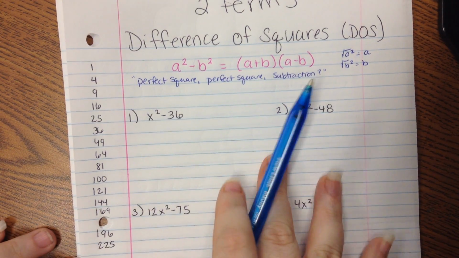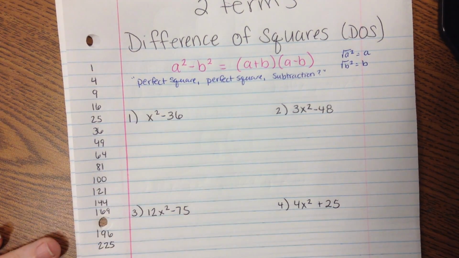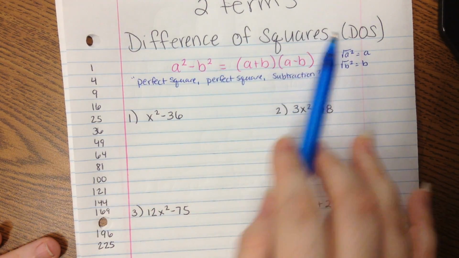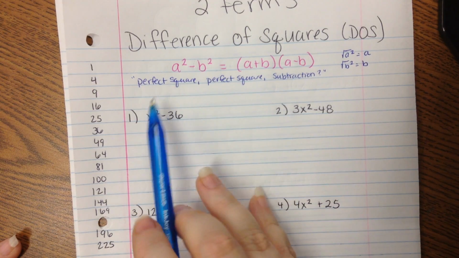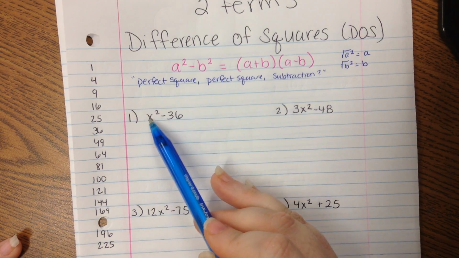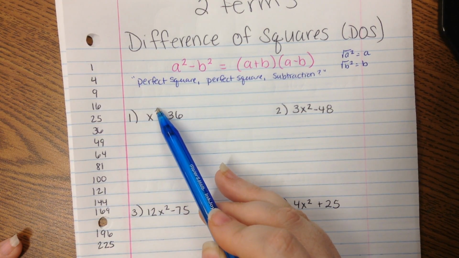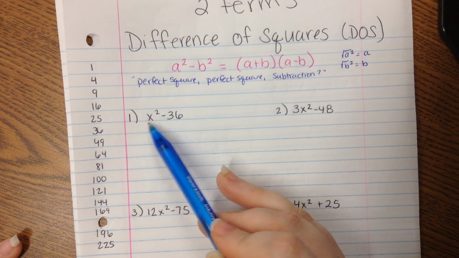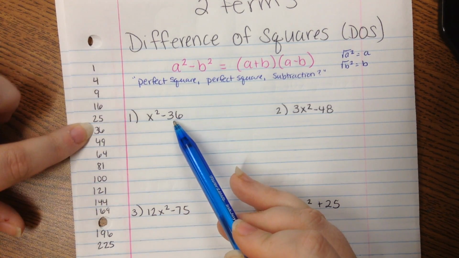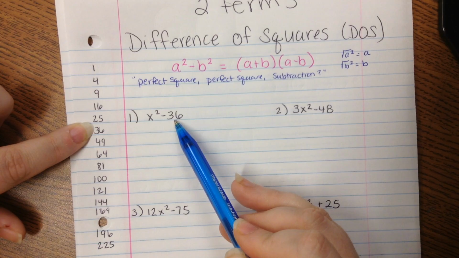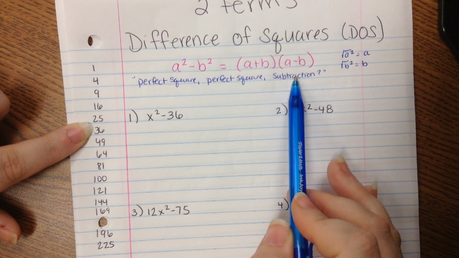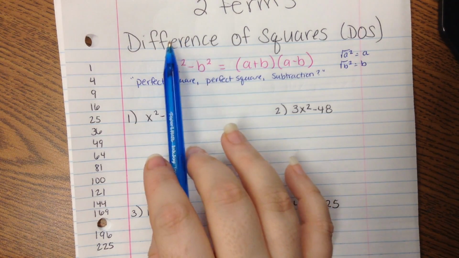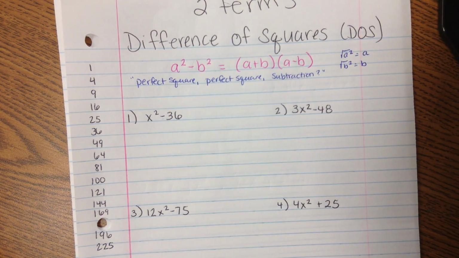So our first problem is we have two terms, so we're going to look for a difference of squares. Does not automatically mean it will be, but we're going to check to see if it is. X squared is a variable raised to an even exponent, therefore this is a perfect square. 36 is on our list. This is a perfect square. We have a subtraction sign. We have a perfect square, subtraction. Therefore, this is a difference of squares. We can factor this nice and easily.